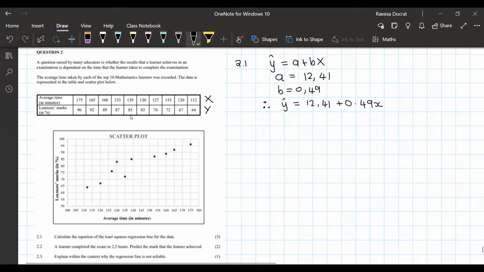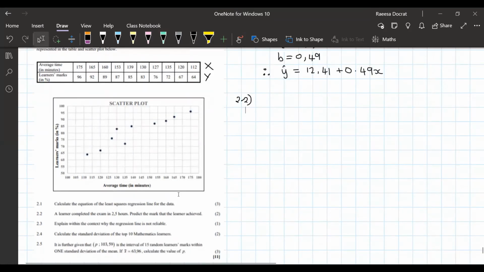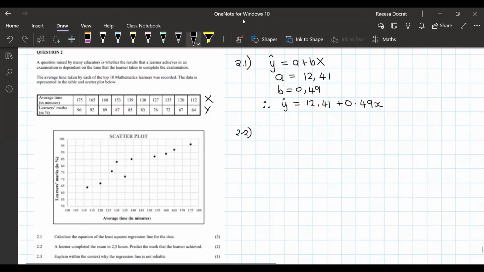That is quite straightforward, and this section is generally quite easy, providing you know how to use your calculator to calculate it. Then it says a learner completed the exam in 2.5 hours. Predict the mark that they achieved. What goes in the x coordinate is the time in minutes, so we have to convert the 2.5 hours to minutes. 2.5 hours is 150 minutes.